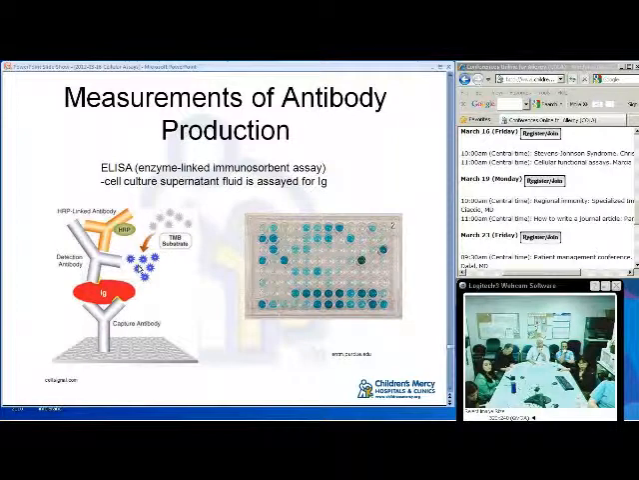And then we would add the substrate to the peroxidase, and the amount of IgM, say, that's in this culture supernatant would be proportional to the color change. Okay, so here's an example of what an ELISA plate would look like, and the more intense the color is, the more antibody you have in that culture supernatant fluid. Okay.